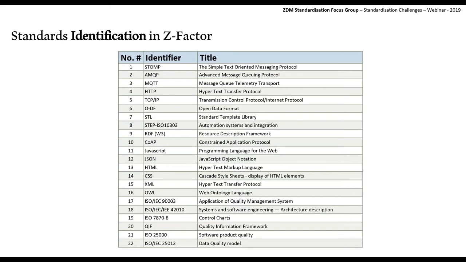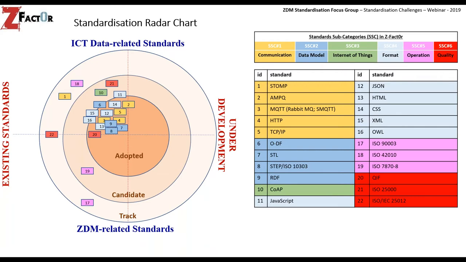This is the extensive list that we have for the Z-Fact0r project, which followed a preliminary research, and then it was built with the project partners to find a final list of the standards which are the most important ones to be presented. The standards were classified in different categories: communication, data model, Internet of Things, format, operation, and quality. All the standards are presented here using those colors to help the classification.